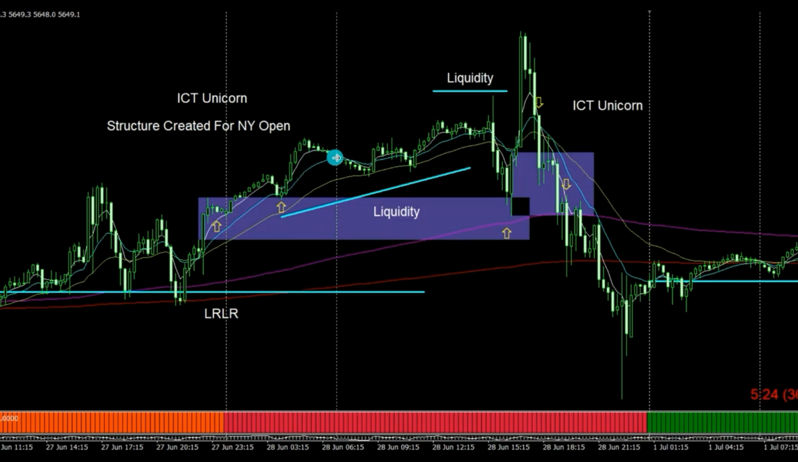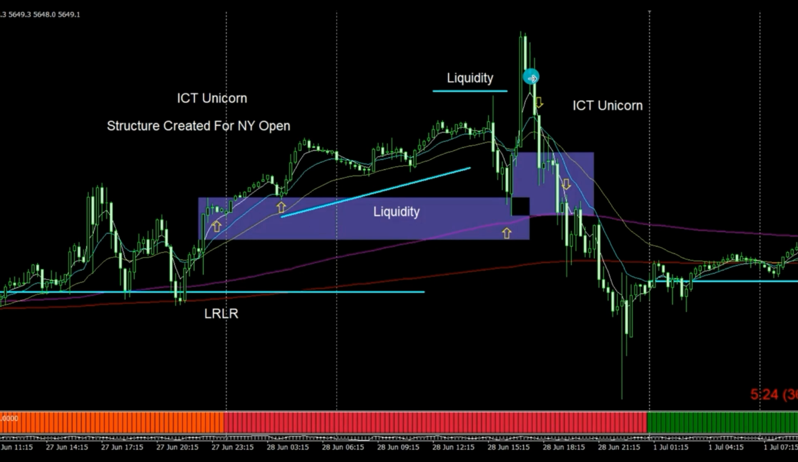Then after the Asian session, the London session creates liquidity, which is taken during the pre-New York. And then once price dips back down, it bypasses this fair value gap and order block because that was already mitigated, and goes down to this one. And this order block is tapped into right here.